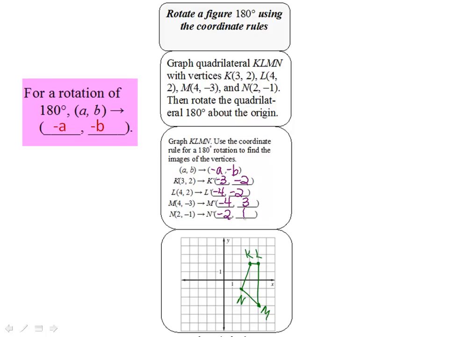So let's plot those now. Negative 3, negative 2 is right here. Okay, so there is my K prime.